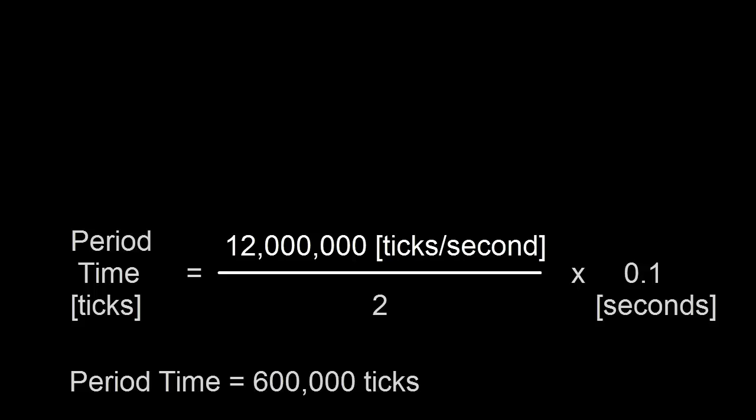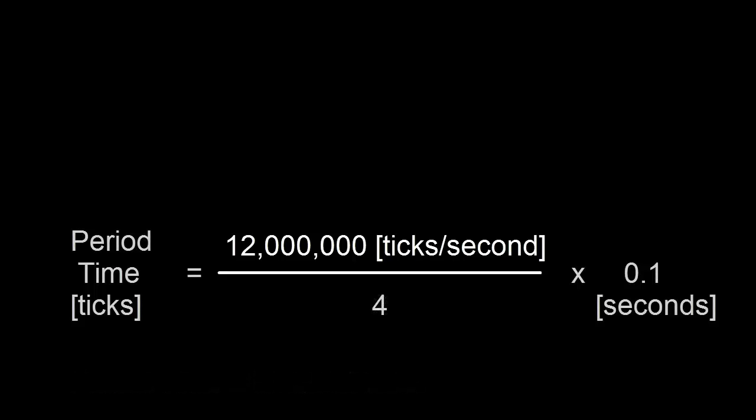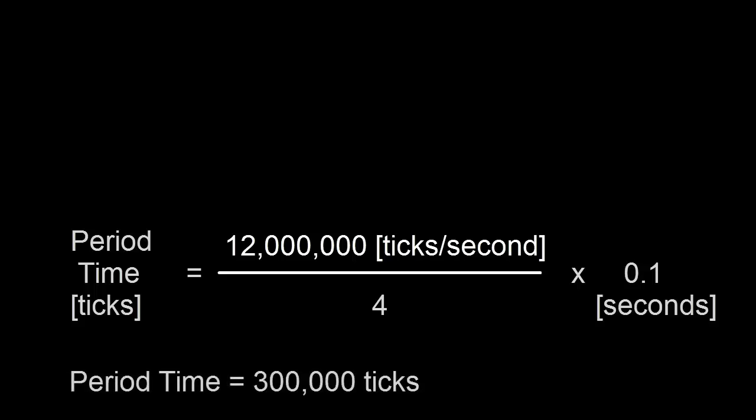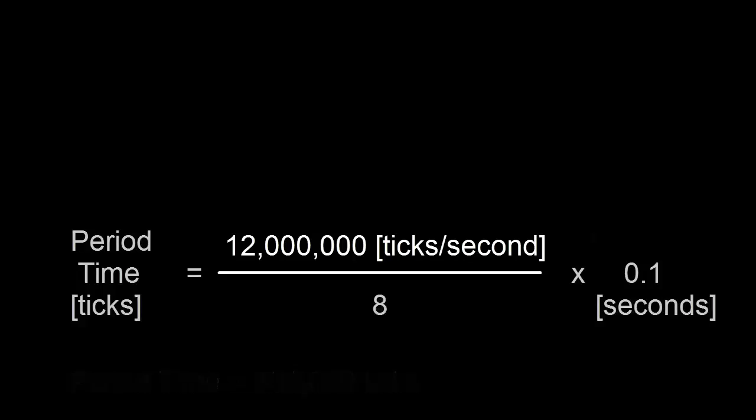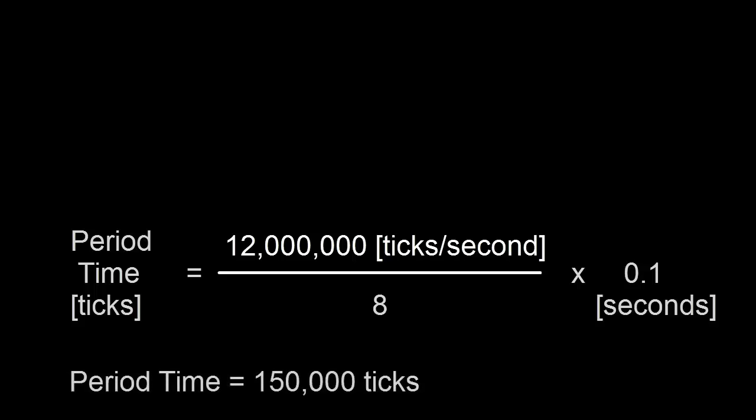Next, let's try a prescaler of 4. 12 million divided by 4 is 3 million. Multiplied by 0.1 gives us 300,000. That's still too big. Next, we try a prescaler of 8. 12 million divided by 8 is 1,500,000. Multiplied by 0.1 gives us 150,000. That's still too big, but we're at least starting to get close.